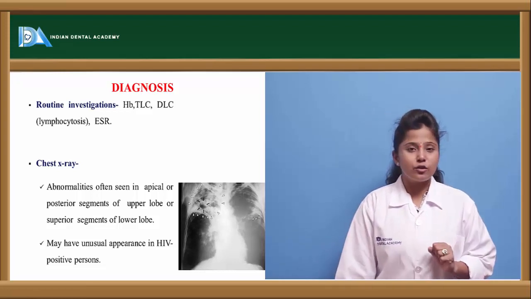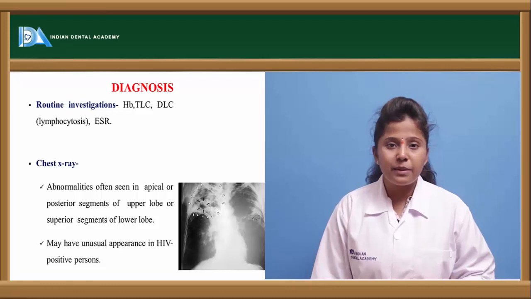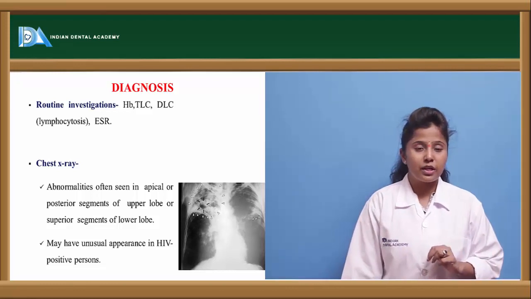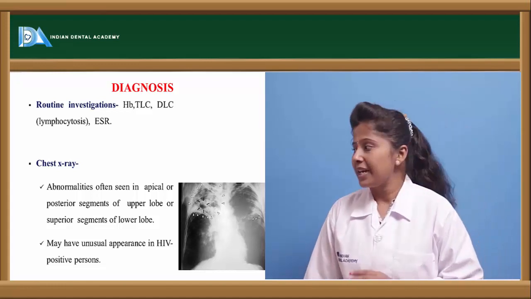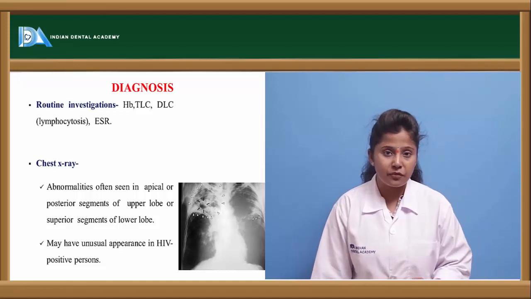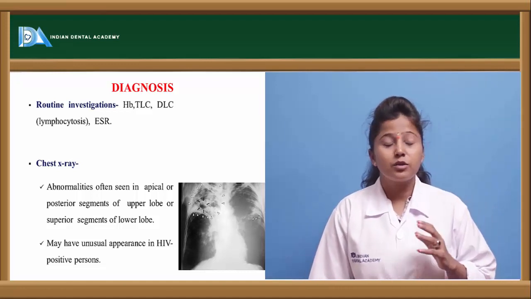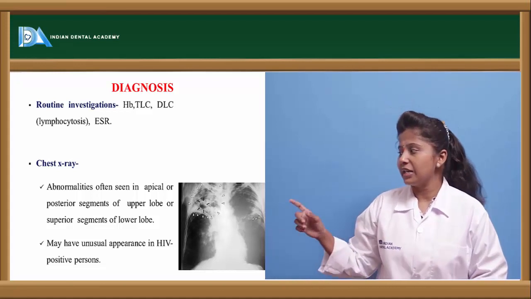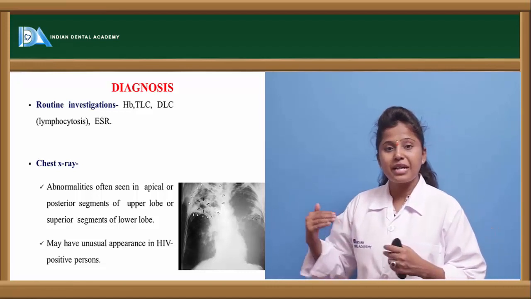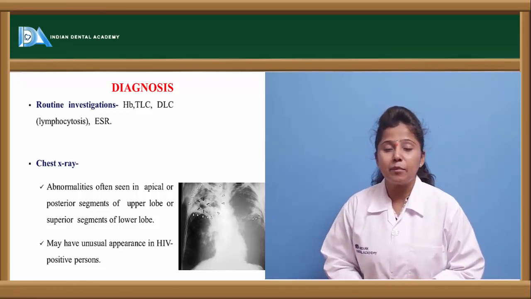Let us see the diagnosis of tuberculosis. How can we diagnose? Initially the normal tests will be conducted, like the hemoglobin test, DLC count, that is differential leukocyte count, then platelet count, and ESR. These are the common diagnostic tests which are performed, and in severe conditions an X-ray of the person should be performed. In the X-ray we can see abnormalities in the ribs, and in the posterior as well as anterior segments of the lungs.